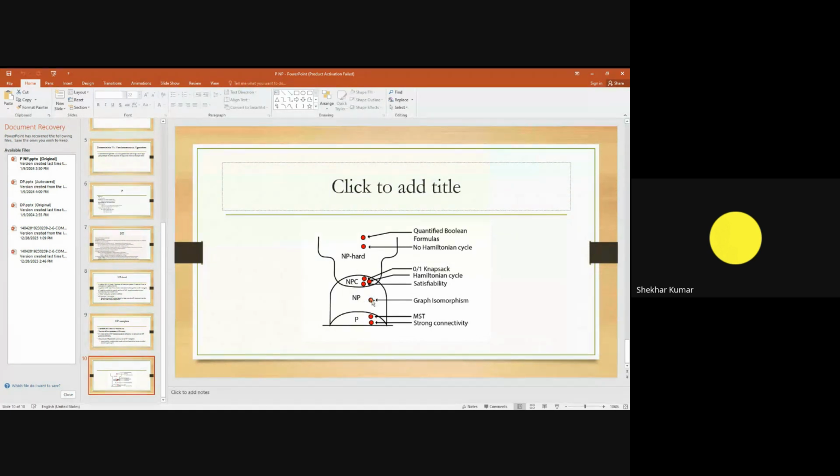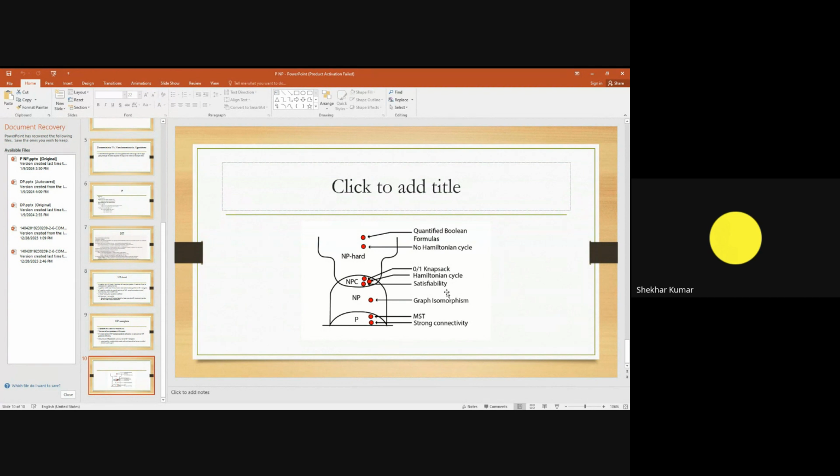NP problems are the problems for which we can find out the solution in future. These are your NP hard problems, so P is a part of your NP. If one could solve the NP complete problem in polynomial time, then we can solve the NP problem in polynomial time. For example, Hamiltonian cycle, 0-1 knapsack, satisfiability, these are your NP complete problems.